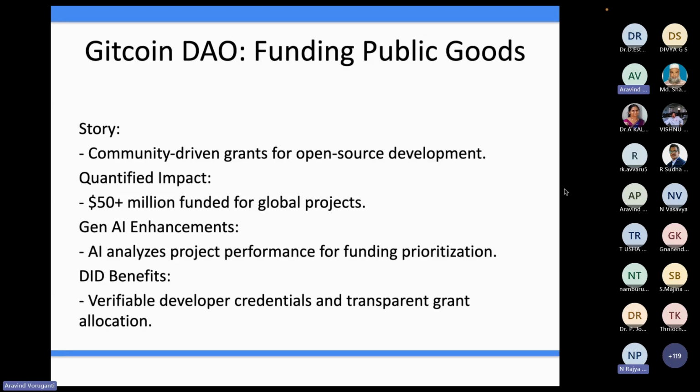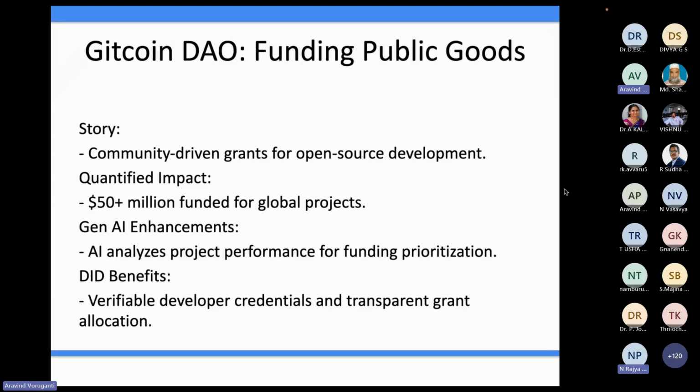This is one good project which has promised something and has delivered it in less time, so it should be prioritized. This kind of mechanism is not available today in DAOs. But an AI agent can help them do that, right? And last but not the least, verifiable developer credentials and transparent grant allocation is another important achievement of Gitcoin DAO by leveraging DID.